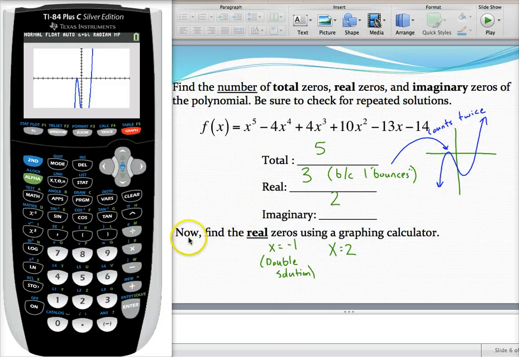And you'll notice that this question also asks us to find the actual coordinates of the zeros. I'm going to say that for the next video. So for this video, I just wanted to talk about how to find the total number, the real and the imaginary number of zeros, as well as bouncing and all that. Watch the next video if you want to see how I found these using the graphing calculator.